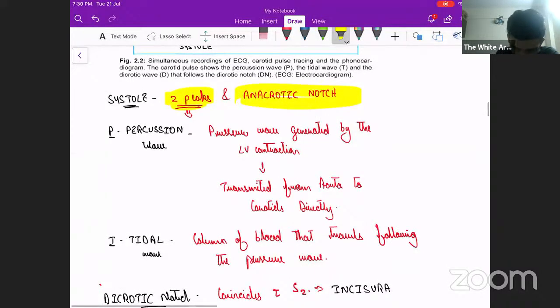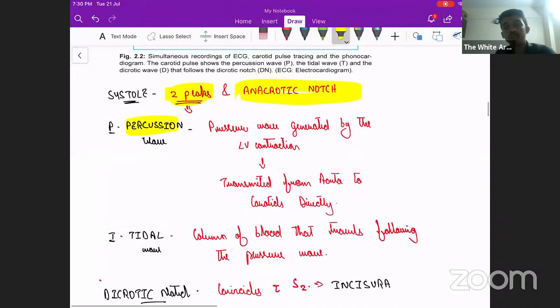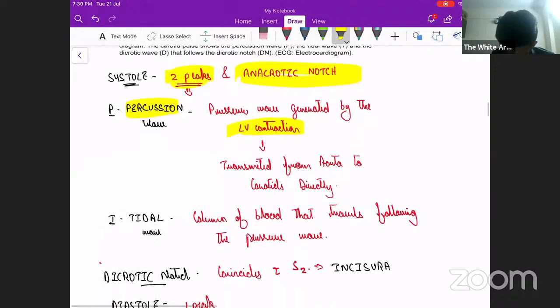The first peak is because of the percussion wave. As mentioned earlier, it is the pressure wave that travels faster than the column of blood. So the first peak which you see is obviously because of the pressure wave generated by the left ventricular contraction. That gets transmitted to the aorta and the carotids directly, so that is what you feel.